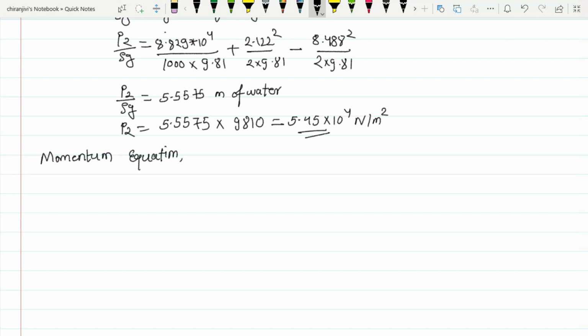We have the momentum equation: the sum of forces acting in any direction must be equal to the rate of change of momentum in that direction. Okay, and I'll write here in language: sum of force acting on fluid equal to rate of change of momentum.